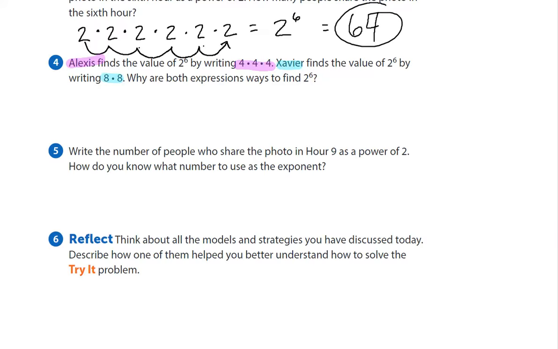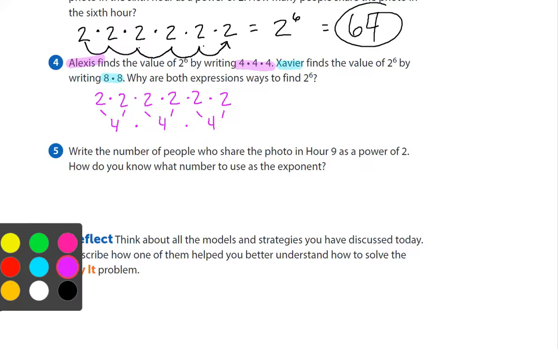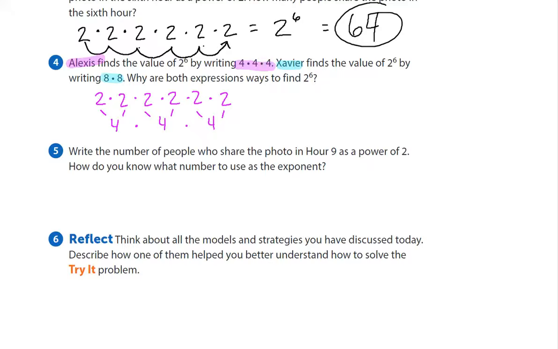Alexis is doing, I'm already on highlighter. She took the 2 times 2 times 2 times 2 times 2 times 2, and what she did here, it looks like, is she did 2 times 2 is 4, 2 times 2 is 4, 2 times 2 is 4. So she did that kind of tree thing going on. Let's see if Xavier did the same thing.